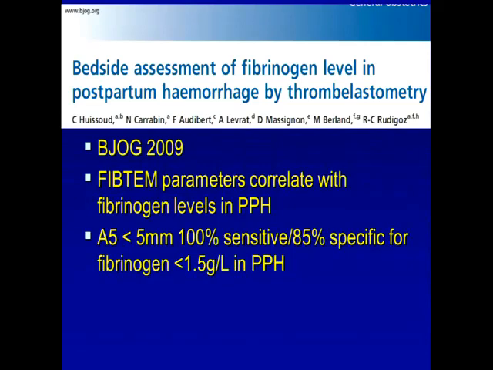So they found that the A5, which is the value you get after 5 minutes from running the test, was 100% sensitive for a fibrinogen level less than 1.5. So obviously that's a huge thing because you have this at 5 minutes compared to a normal fibrinogen level, which I guess can take anywhere from half an hour to an hour.